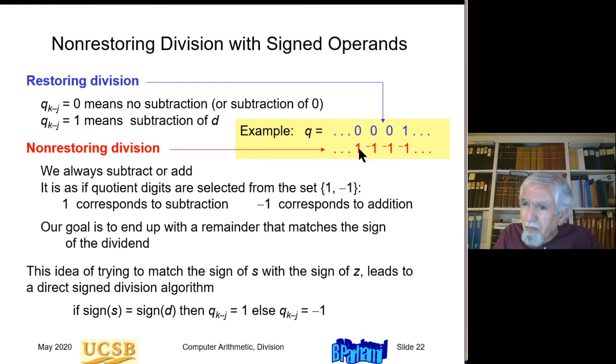Okay, so this is 8 minus 4 minus 2 minus 1, which is the same as 1 in these 4 positions. So this is 1, just focusing on those 4 positions. And this is 8 minus 4 minus 2 minus 1, which is the same as 1.